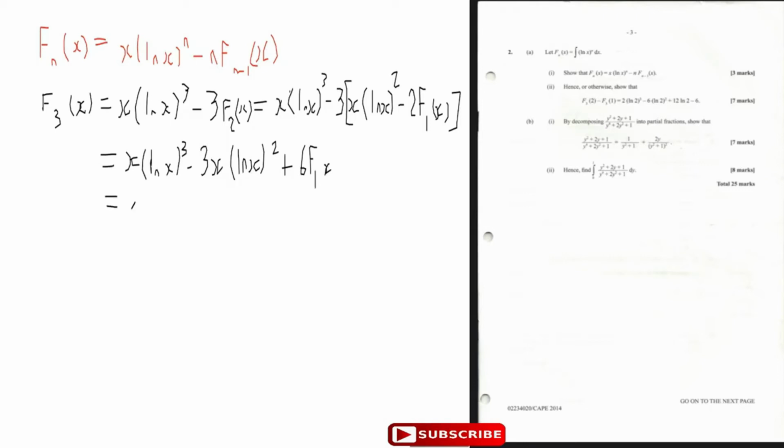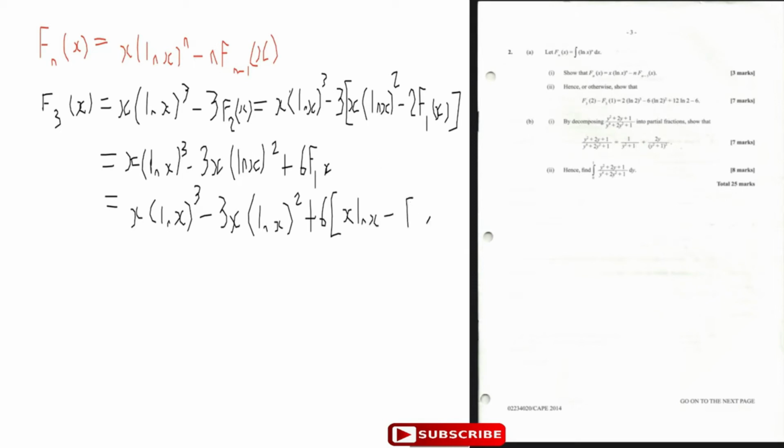Finding out what is f1 of x, it's going to work out to be x times ln x cube minus 3x ln x square plus 6 times f1 of x. It's going to be replaced with 1, and it's going to be x times ln x. So it's x ln x minus 1 times f naught of x.